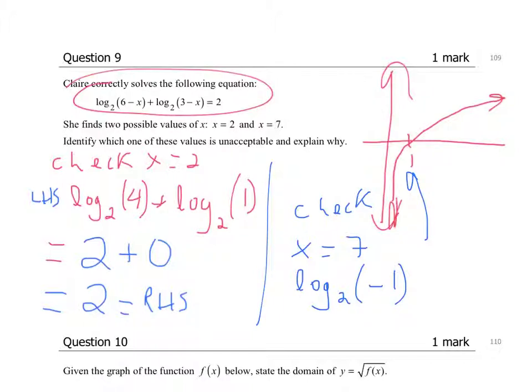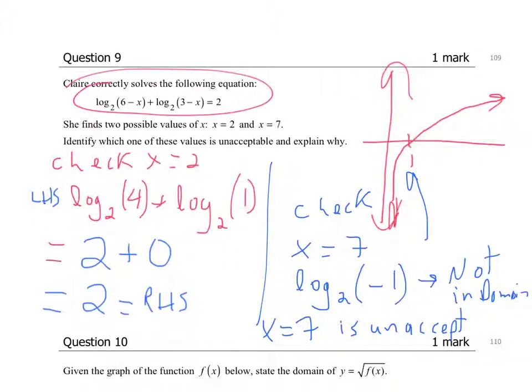So negative 1 is not in the domain. Okay, so there's a few ways we can do this. Identify which one of these values is unacceptable. So x equals 7 is unacceptable.